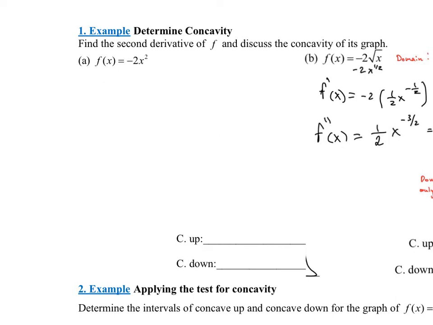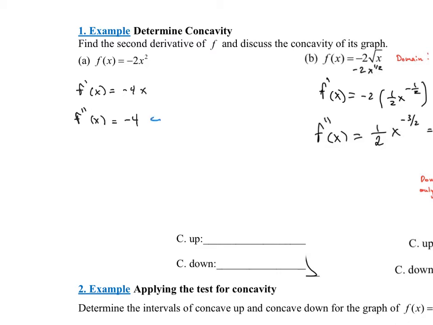So this first problem here asks us to discuss the concavity of the graph. We need to start looking at the second derivative. So if we look at the first one, a, f of x equals negative 2x squared, the derivative of negative 2x squared would be negative 4x. Again, that's the derivative. We don't care about the derivative. That tells us increasing and decreasing. What we actually want is the second derivative. The second derivative of negative 4x is negative 4.